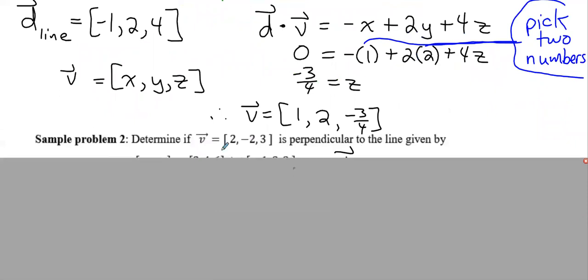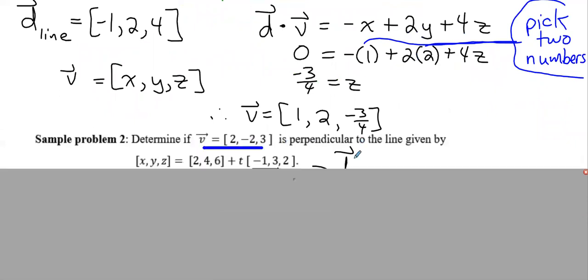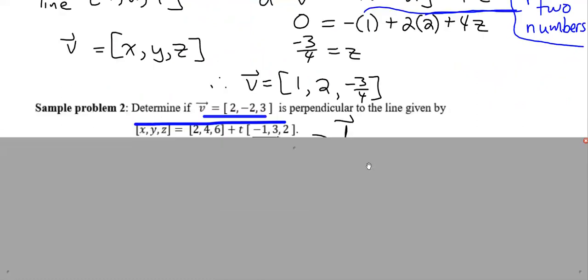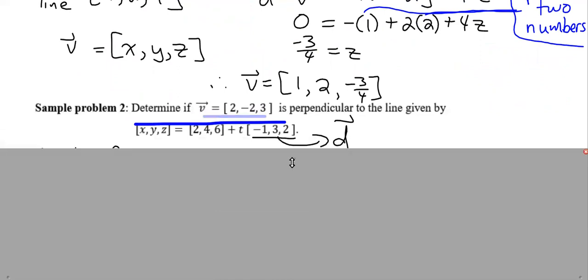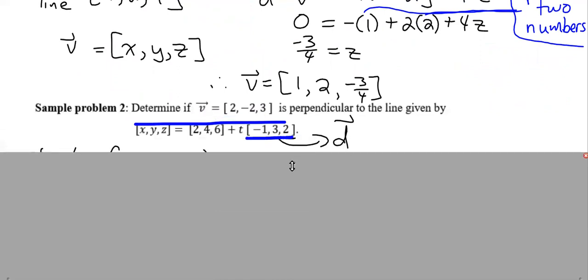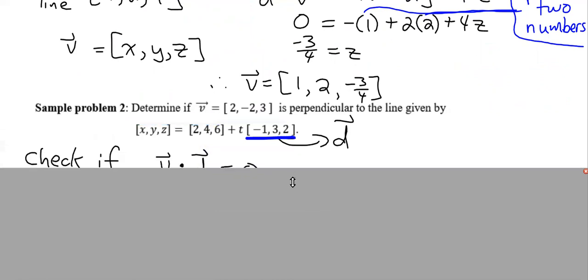So here you're given a vector in component form, and you're told it's perpendicular to the line given by this here. So it is 3 dimensions. You can see the 3 different components. And what do we need to do? So we already can identify the direction of the line. That's helpful. Okay. And so we're trying to determine if this vector is perpendicular to the line.